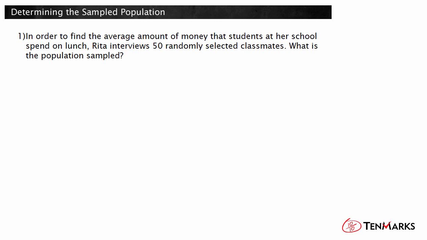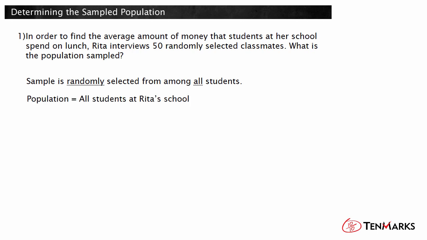Rita wants to know the average amount that students at her school spend on lunch. Rita randomly selects the students she interviews from among her classmates. This means that any given classmate is just as likely to be selected for an interview as any other classmate. Because the sample is random, it will be representative of the group of all students at the school. Therefore, the population being studied and sampled consists of all students at the school.